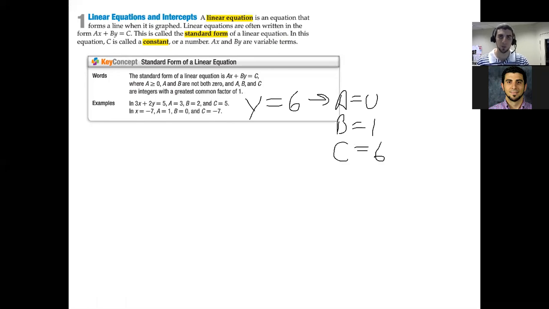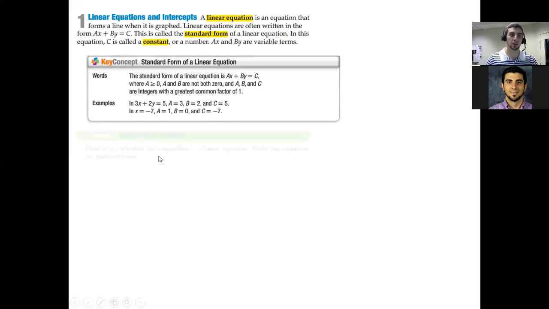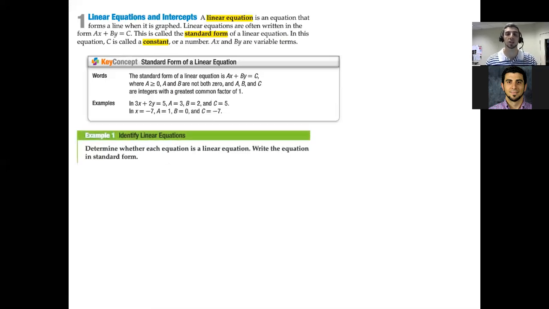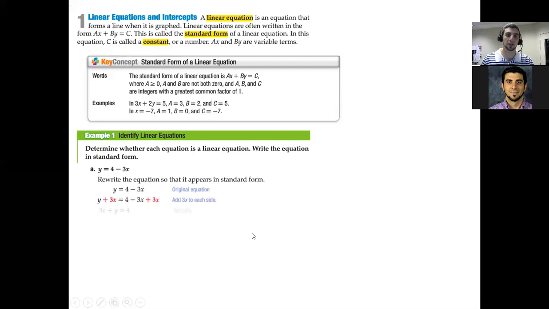Okay, so those are basically the three types of linear equations that could come up in standard form, where you have x and y, where you have just x, or you have just y. All three cases, they form a linear equation. So determine whether each equation is a linear equation and write it in standard form. So here we have y equals 4 minus 3x. Well, to rewrite the equation so it appears in standard form, we need the x's on the left side with the y. So we're going to add 3x to both sides, and you get 3x plus y equals 4.